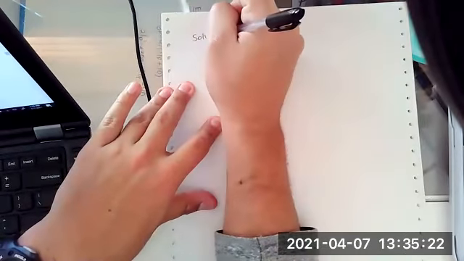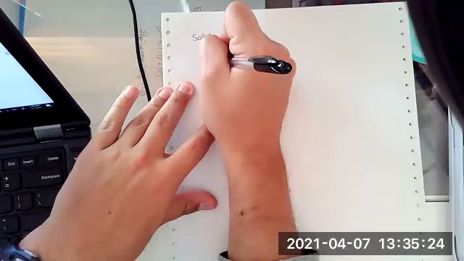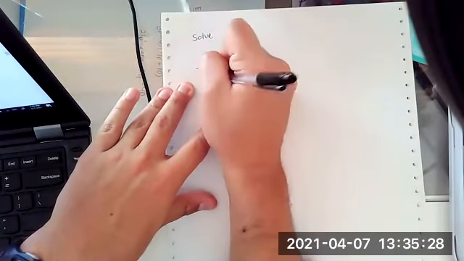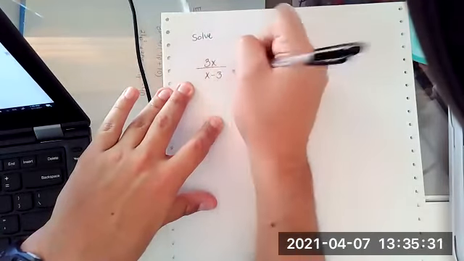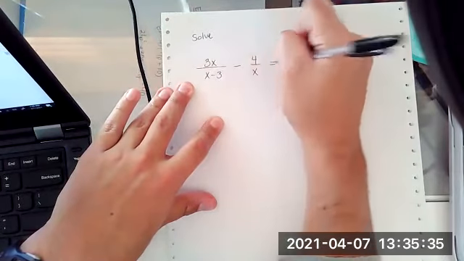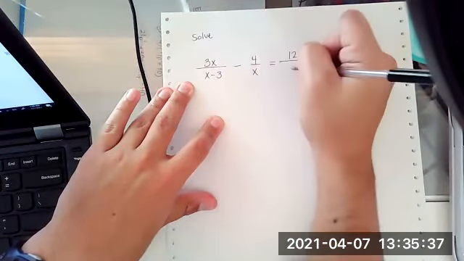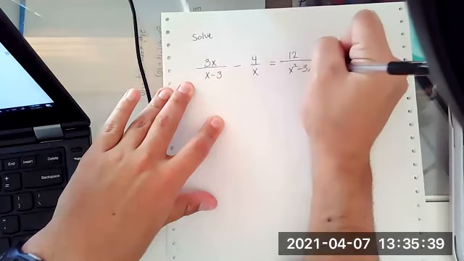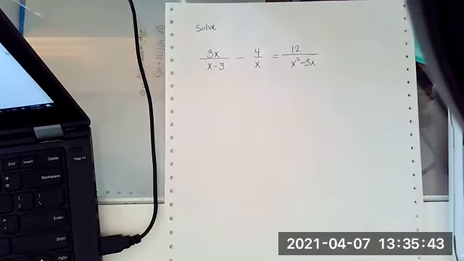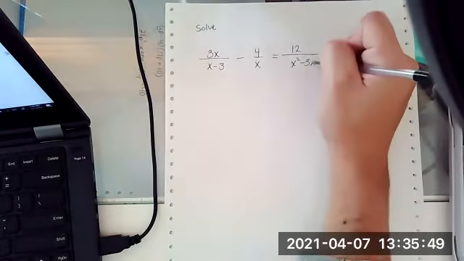Solve 3x over x minus 3 minus 4 over x is equal to 12 over x squared minus 3x. These are x's.